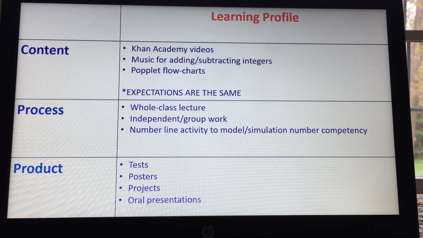And then I've recently included Poplets now, which are flowcharts where I provide students both the correct and incorrect process in solving or simplifying order of operations expressions. The students' tasks are to highlight the correct method to solve: parentheses before exponents, exponents before multiplication, division, and then addition and subtraction at the very end.